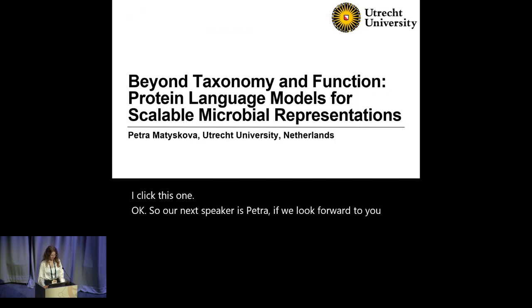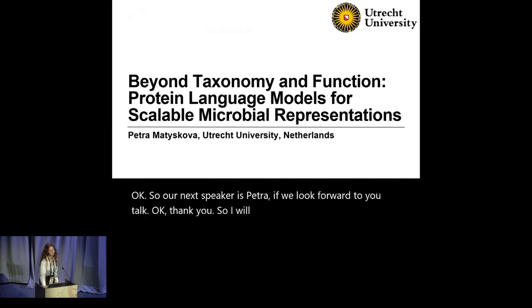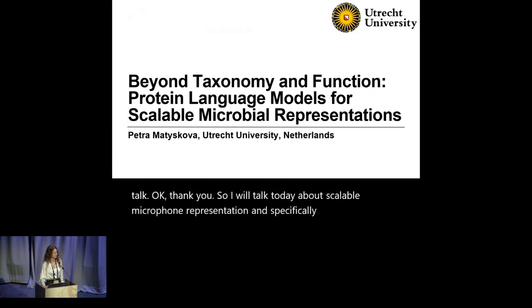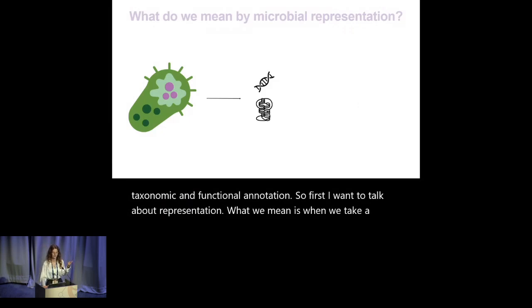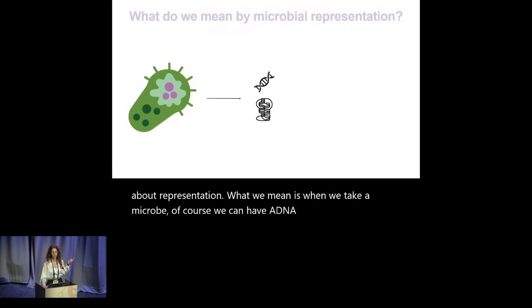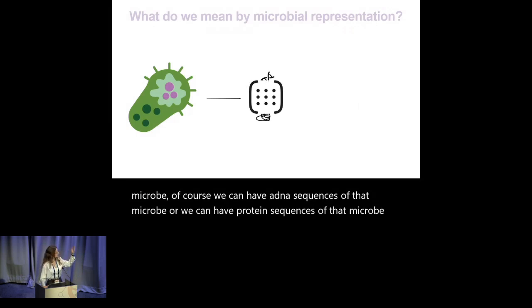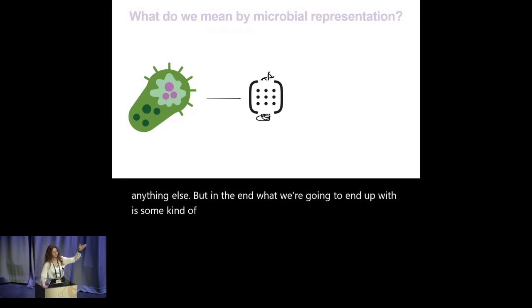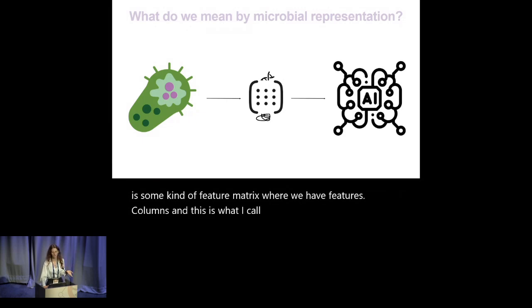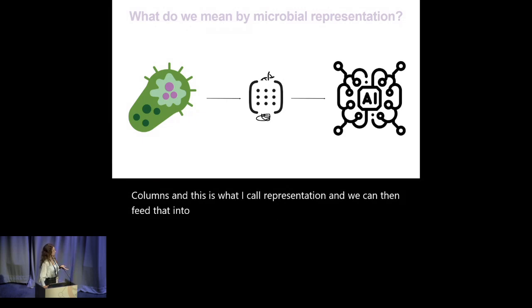Okay, thank you. So I will talk today about scalable microbiome representation and specifically going beyond just taxonomic and functional annotation. So first, when we talk about representation, what we mean is when we take a microbe, of course, we can have DNA sequences of that microbe, or we can have protein sequences of that microbe, or anything else. But in the end, what we're going to end up with is some kind of feature matrix where we have features in the columns. And this is what I call representation. And we can then feed that into a model to perform tasks.